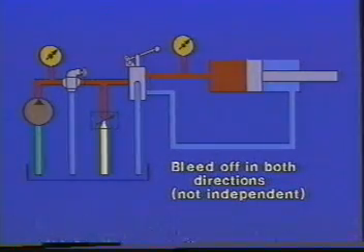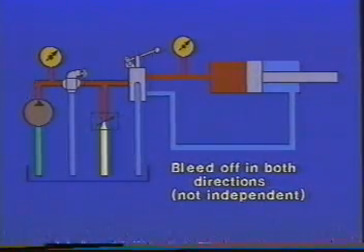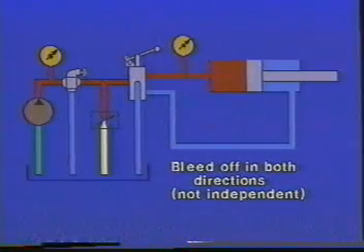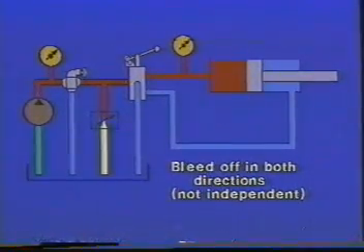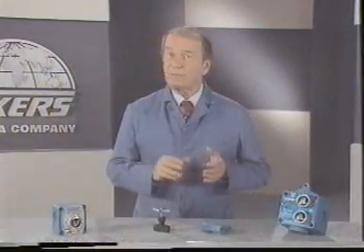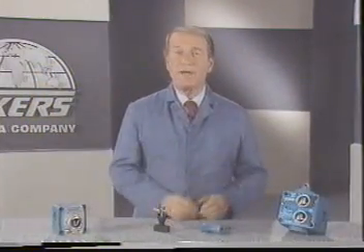This is known as a bleed-off circuit. In this case, unlike the meter-in or meter-out, there is no excess flow going over the relief valve, and our pump operates at only the pressure that's needed to move the workload attached to the cylinder, and this saves energy. The bleed-off circuit will not prevent it from running away.